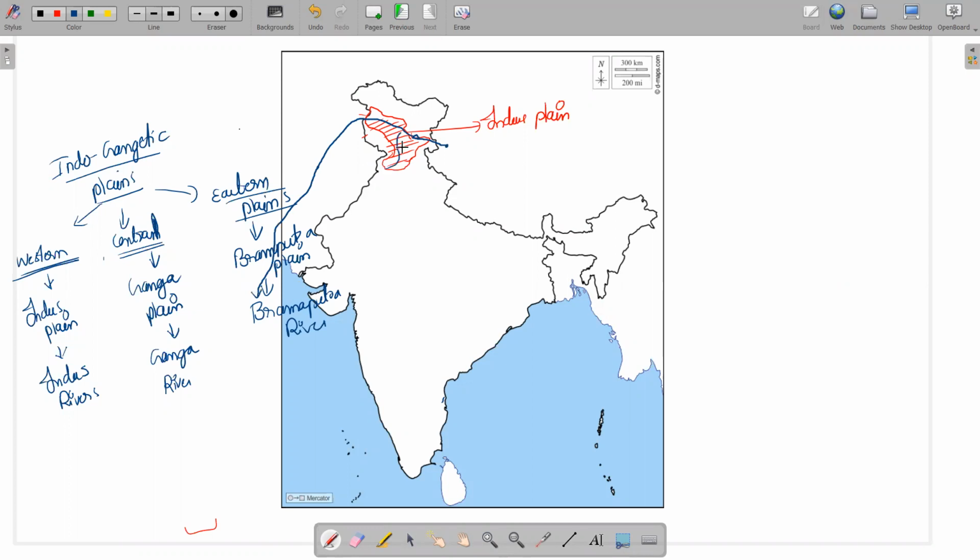In between, you have so many tributaries. So many tributaries are joining the Indus river. Wherever the tributaries and the main river are in the India part, they will be forming a plain called the Indus plain.